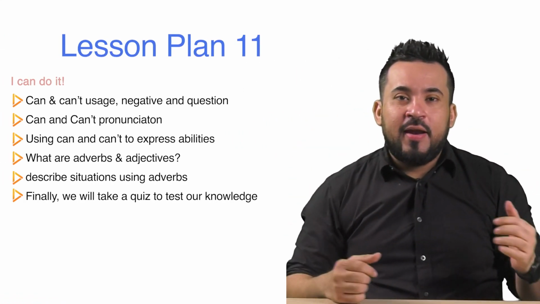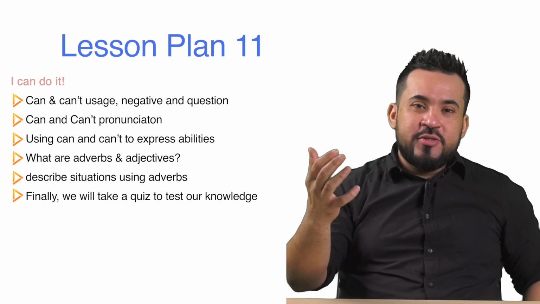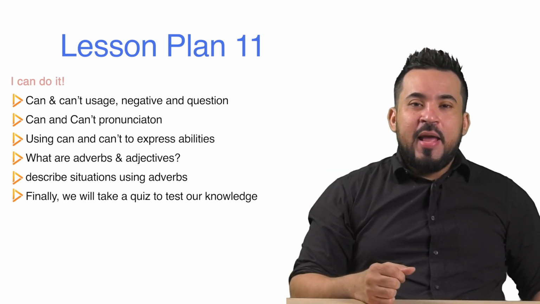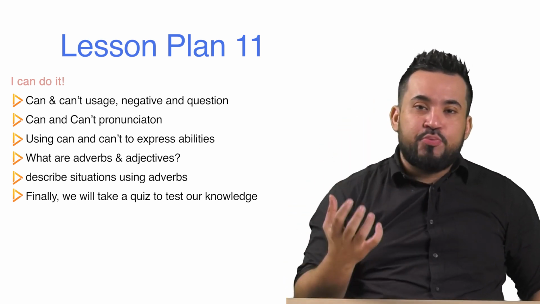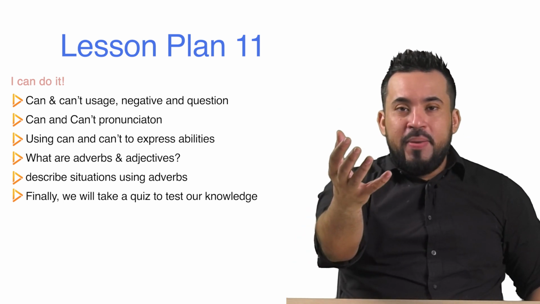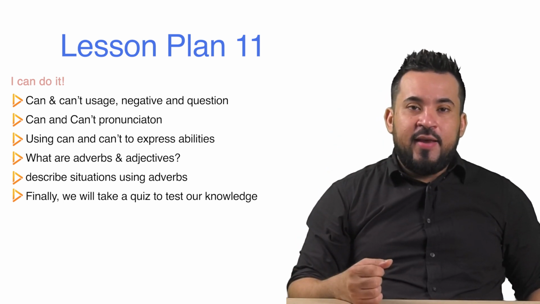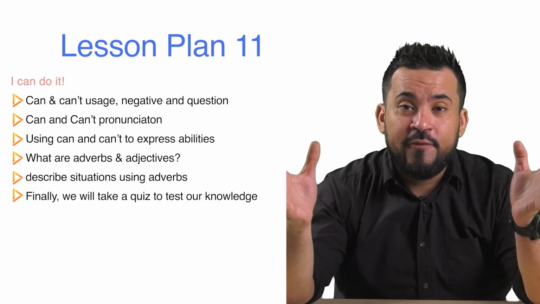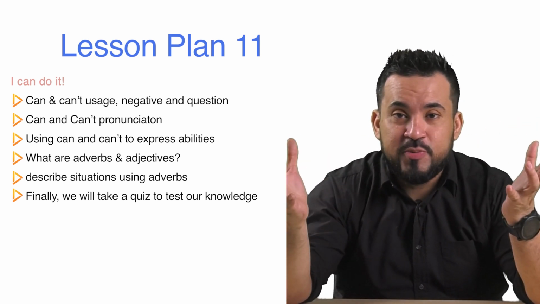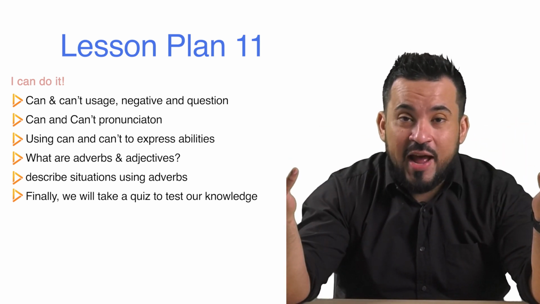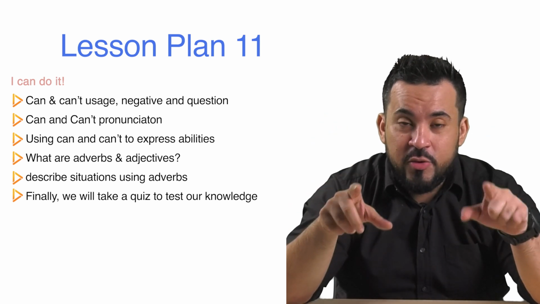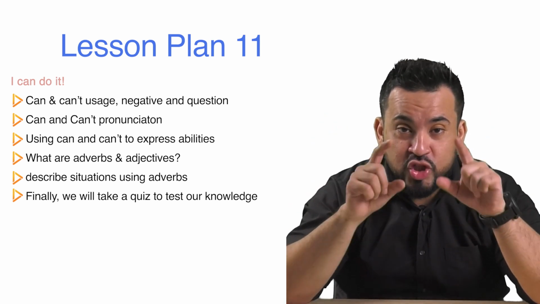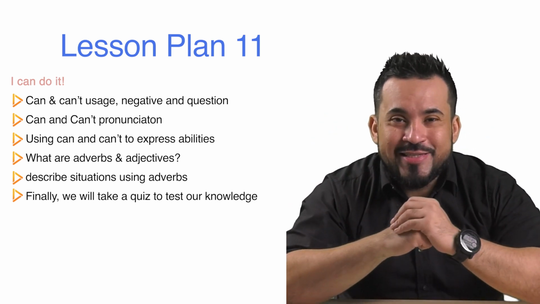Today we are going to talk about abilities, can and can't, how to use them, how to pronounce them, and how to express your abilities using can and can't. We'll also talk about adverbs and adjectives, what the difference between them is, and how we use adverbs. Finally, we will take a quick quiz which you must not skip. So let's get to it.